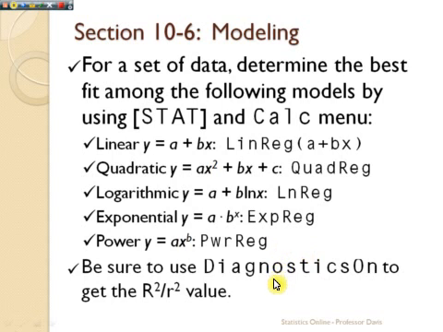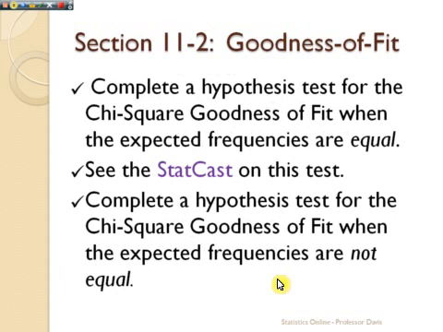We want to turn on the diagnostics in order to get the coefficient of determination for all these models. The one that gives the coefficient of determination closest to 1 is usually the best model that we want to use for the data. And then we move along to section 11.2.